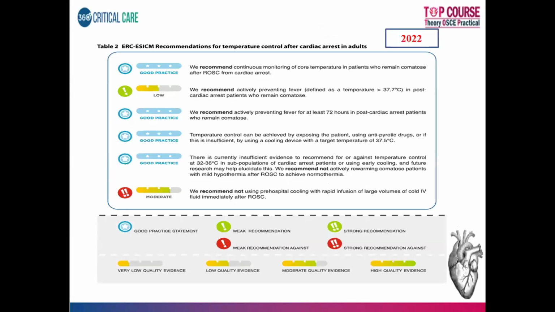So I told you, in 2021 the European guidelines said that you have to maintain a target temperature of 32 to 36 in post-cardiac arrest patients for at least 24 hours. Post this TTM2 trial, the guidelines have been changed a bit. So in 2022, they made recommendations for temperature control after cardiac arrest in adults. What are those? They say that you have to do continuous monitoring of core temperature in patients who remain comatose after ROSC from cardiac arrest. And there is a low recommendation for preventing fever in post-cardiac arrest patients.